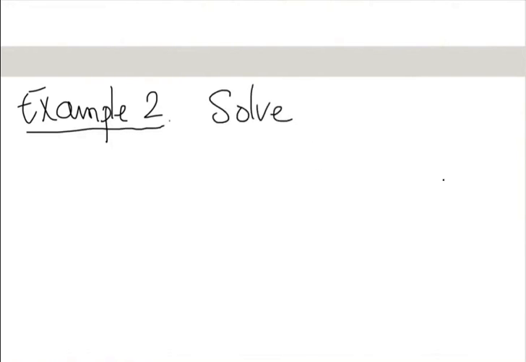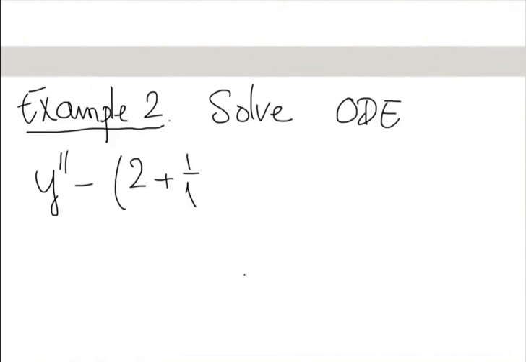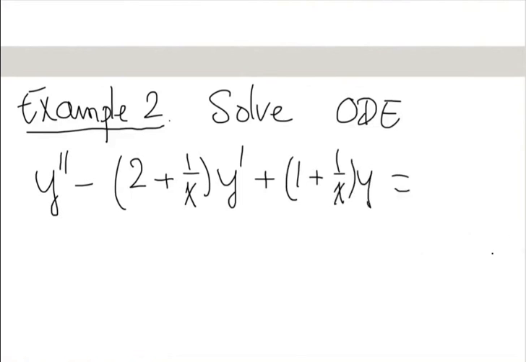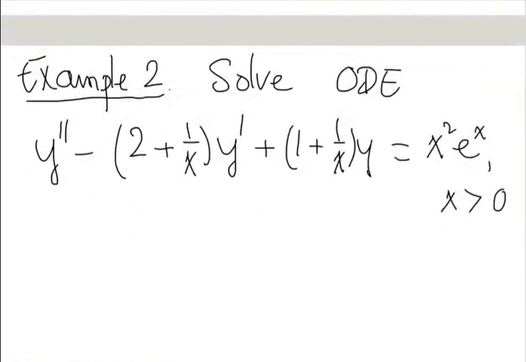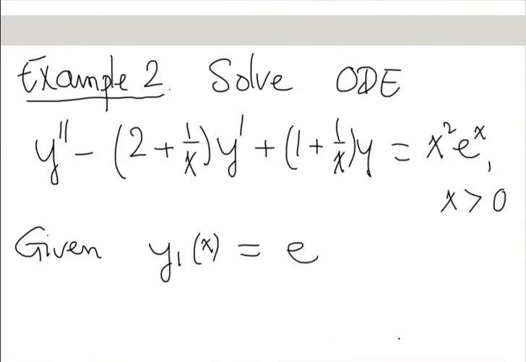We want to solve the ODE: y double prime minus (2 plus 1 over x) y prime plus (1 plus 1 over x) y equals x squared e to the x. And here there's a technical condition on the independent variable, x positive. And we're given y1(x) equals e to the x.